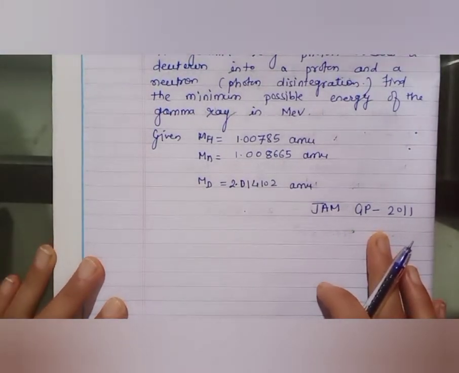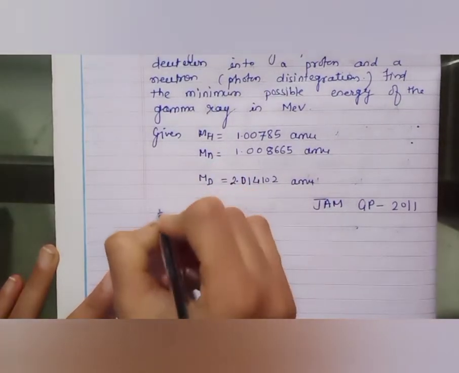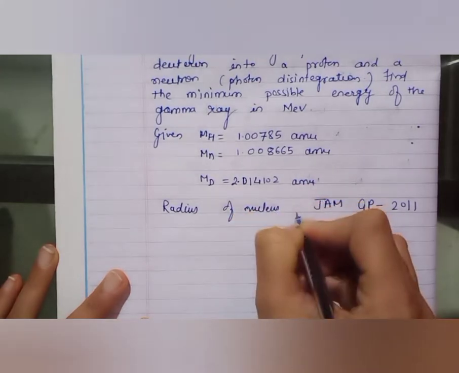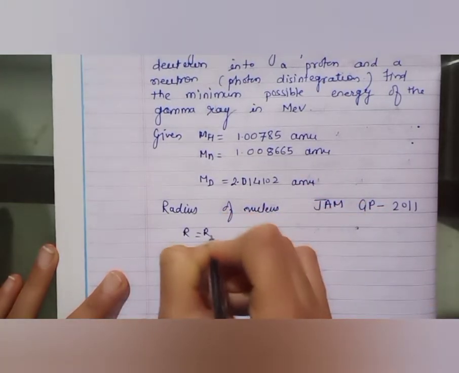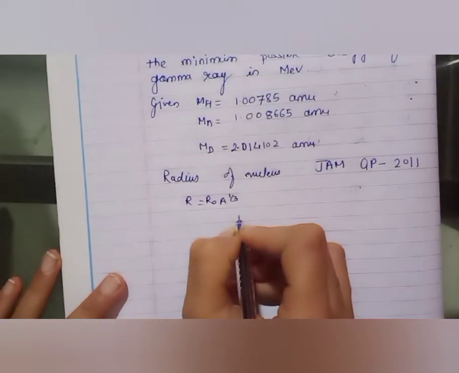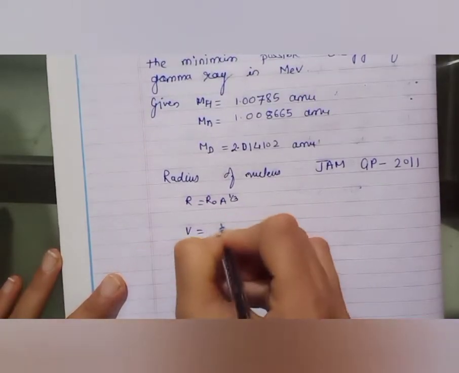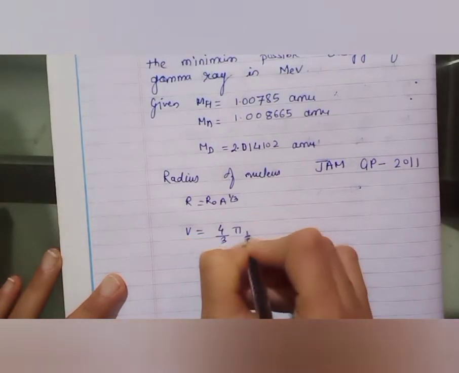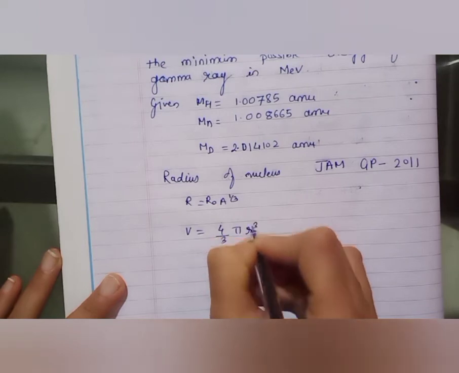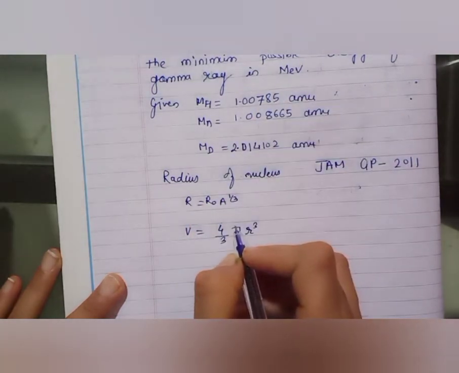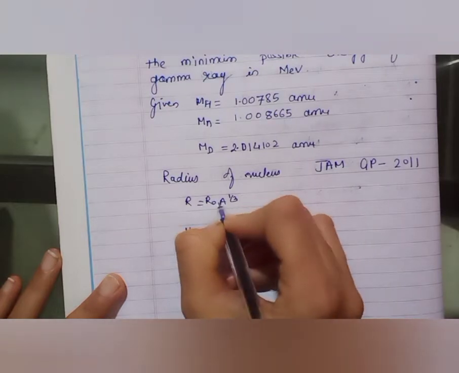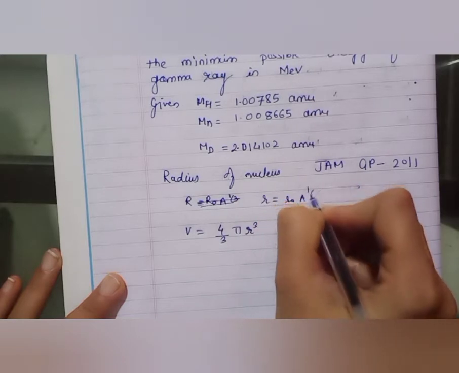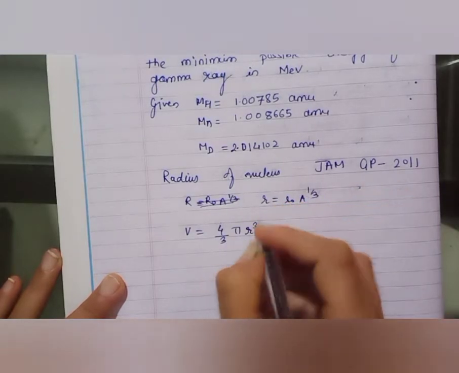So now the first part A, it is very easy. We know that the radius of a nucleus is given by R equals R0 A raised to 1 by 3. Because the nucleus is spherical in nature, we consider the volume V equals 4 by 3 pi r cube. In the question they have written small r for R0, so I will also write small r. R equals R0 A raised to 1 by 3. So volume is given by 4 by 3 pi r cube.